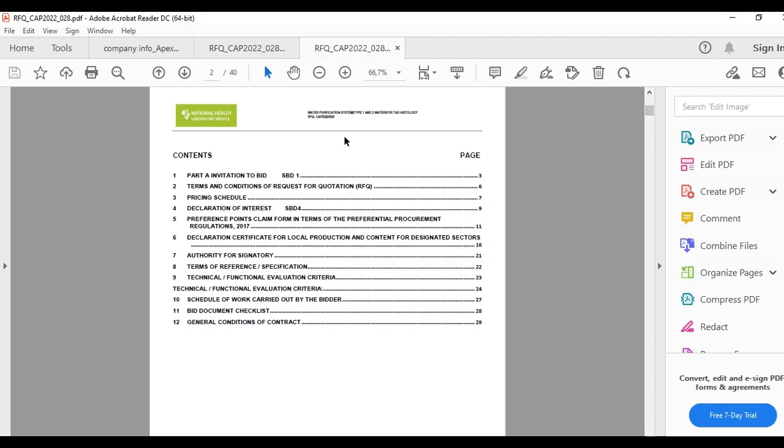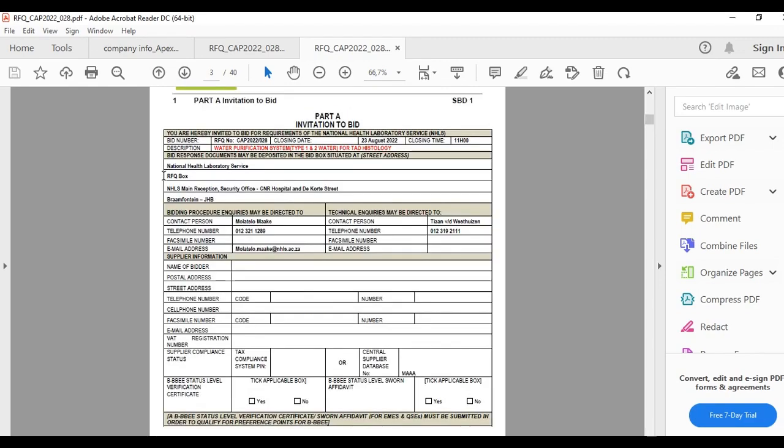So this is the contents page which you can go through. If we're looking at a blank document and we need to complete this, it has the bid number here, which you will need to put on your quotation and all of the other documents so that they know that this is the RFQ document that you're referring to. You'll see the contact person for this tender here. In this case, the RFQ or the procurement department person is Molatelo Make, and this is their phone number and email address.